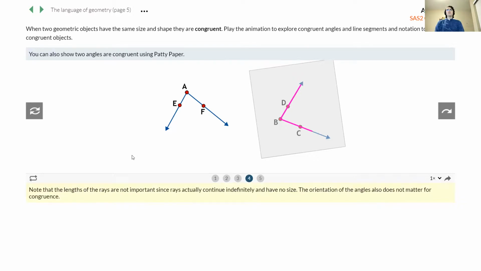But because they don't have any lengths, all they are is an angle measure, okay? It doesn't matter how it's oriented. It doesn't matter about the length of the rays. They don't actually have a size, right? The only thing we're measuring here is the angle measure, which is the same, as we can see. This makes them congruent, right? Even though they're oriented differently and in different locations, because their angle measures are equal.